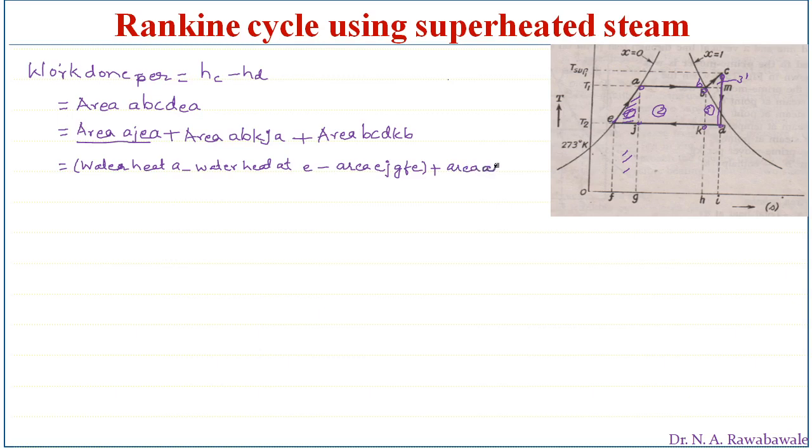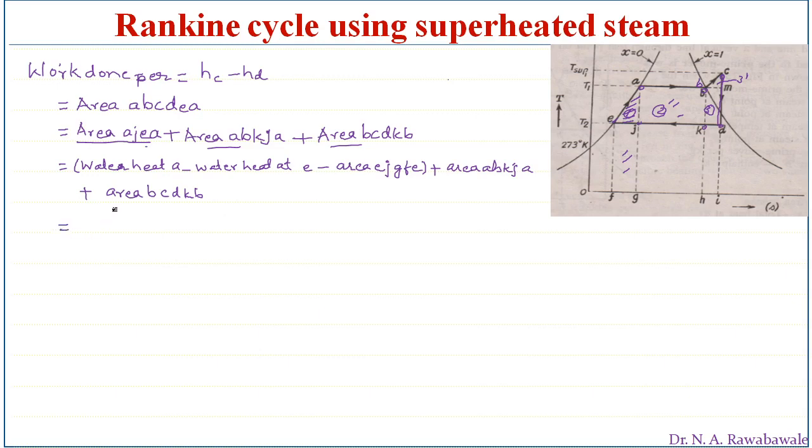ABKJA. So this second rectangle ABKJA is obtained, plus the area BCDKB as it is. So the first area is split in this way, the second area is taken as it is, and the third area is taken as it is.